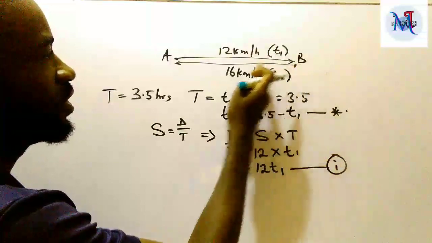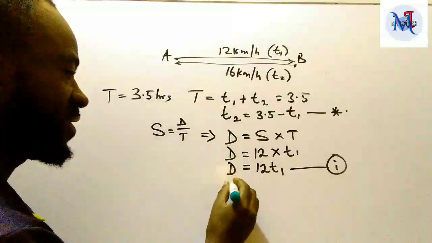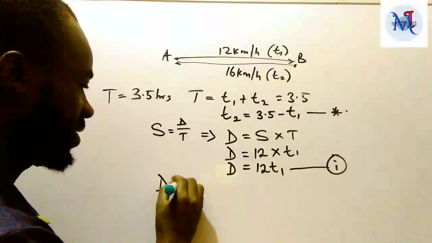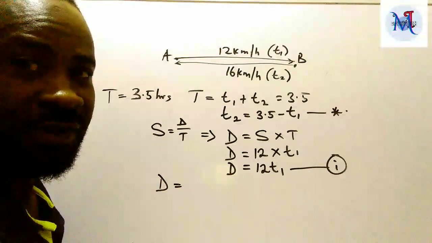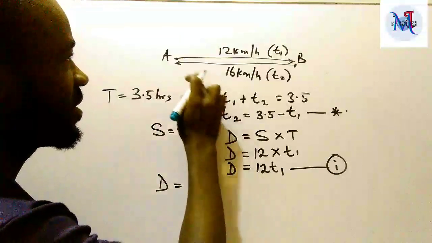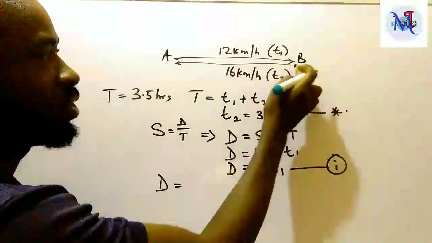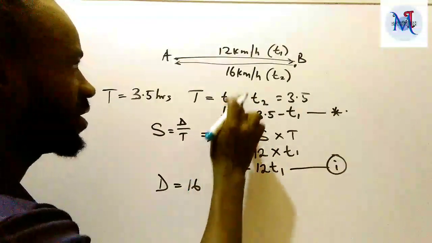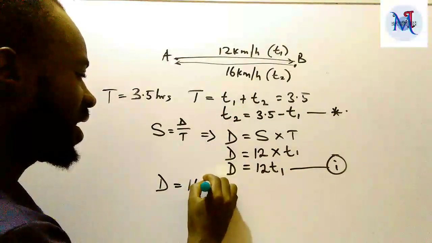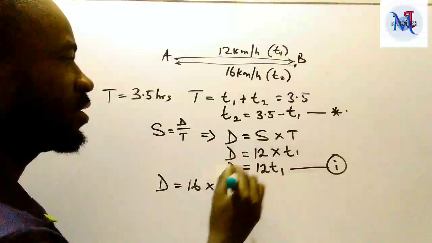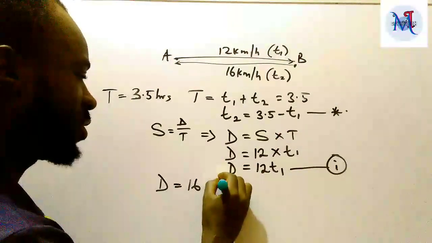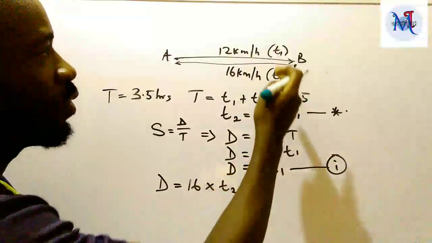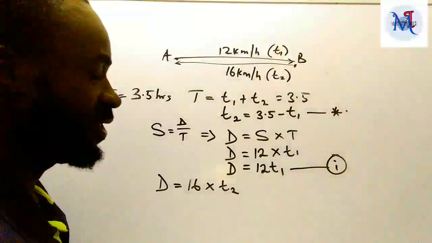So if I take this returning journey, the distance is still the same. So I'm still going to use D. Let me come here to write it. I'm still going to use D, okay? So my distance is still the same, but this time my returning journey, I had an increased speed, which is 16 km per hour. The time is still not known, so I'm going to use T2. Remember, this T2 is the time for the returning journey, while this T1 is the time for the first journey.